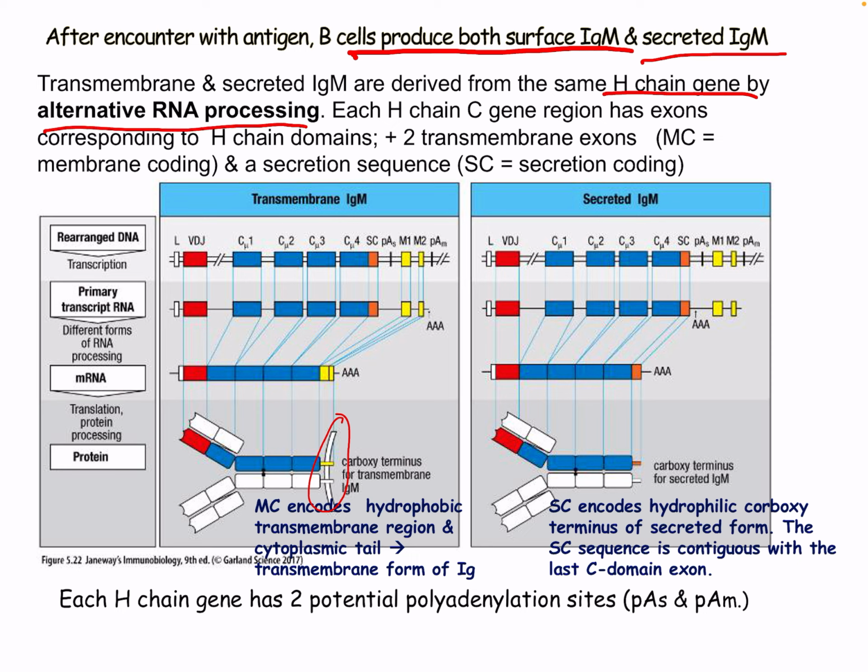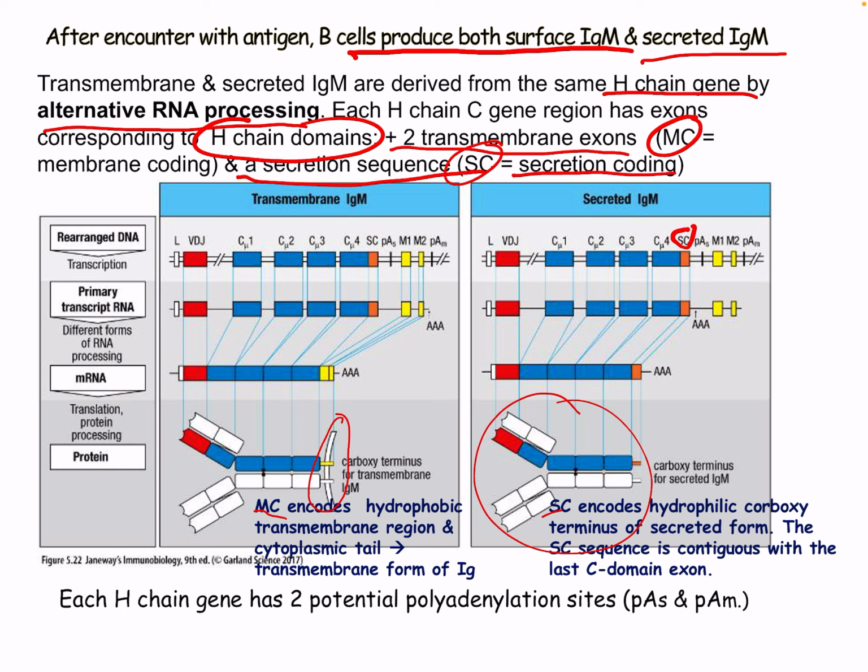has exons corresponding to heavy chain domains, plus 2 transmembrane exons, the MC, which is the membrane coding, and a secretion sequence, or SC, which is the secretion coding. So when we have the SC coded into the DNA and the mRNA, we have a secreted coding, so we have an antibody that is released here. When we have the MC, when that is used, we have a membrane coding.